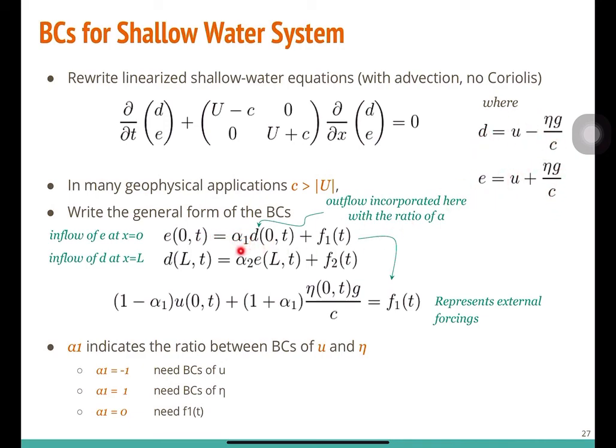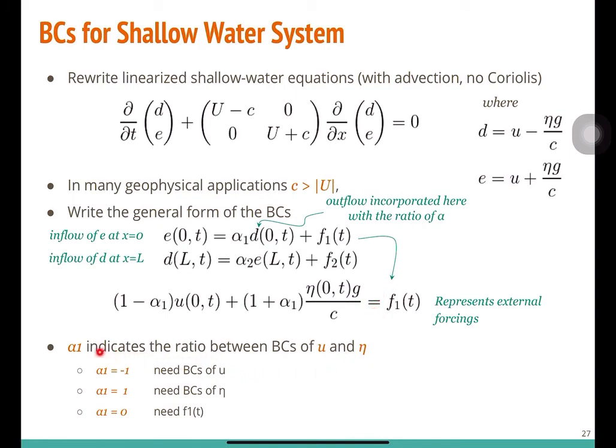Then we can write a general form of boundary condition for E in terms of the outflow, and another term which represents the external forcings. So this is a general situation, and it depends on what situations you're looking at, but this is a generalized function. The two functions here, if we rewrite the expression for E with U and eta, will look like this, and then it equals the external forcing.